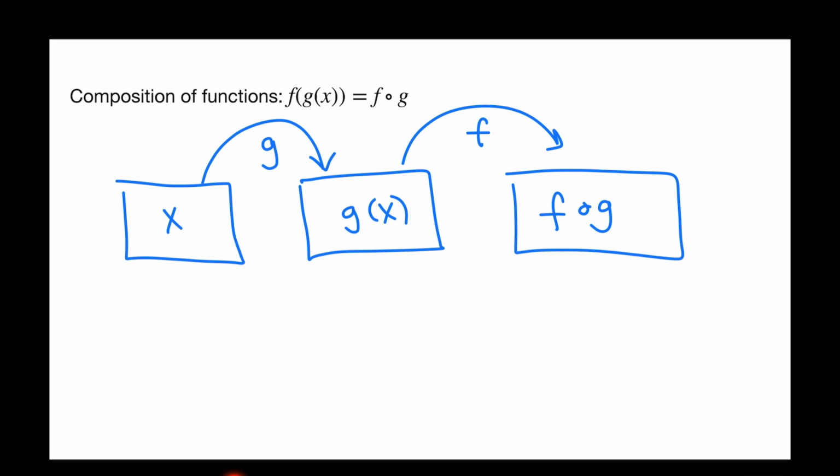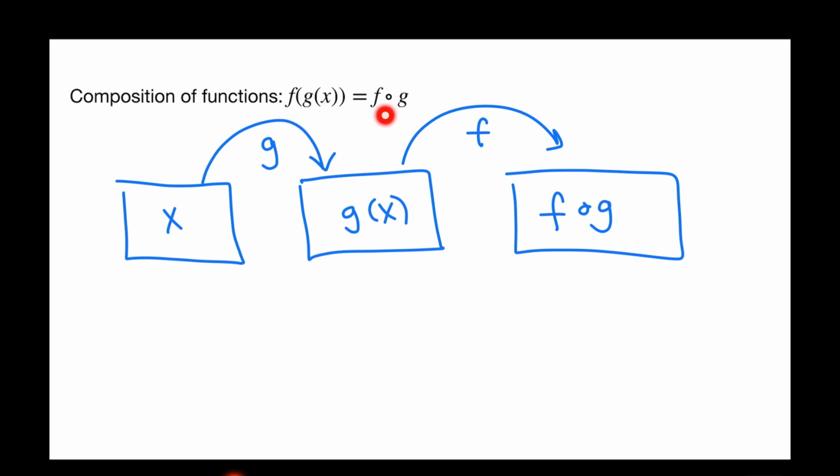Now, the operation I'd like to focus on with the rest of this video is something called a composition of functions. A composition of functions is when you take one function and you plug that into another function. There are two different types of notation we can use. They mean the same thing. So I can write this as f of g of x.